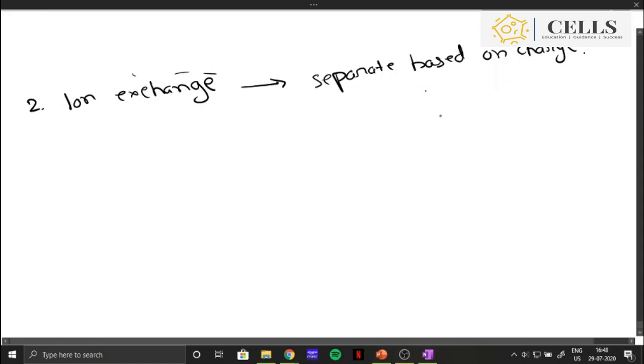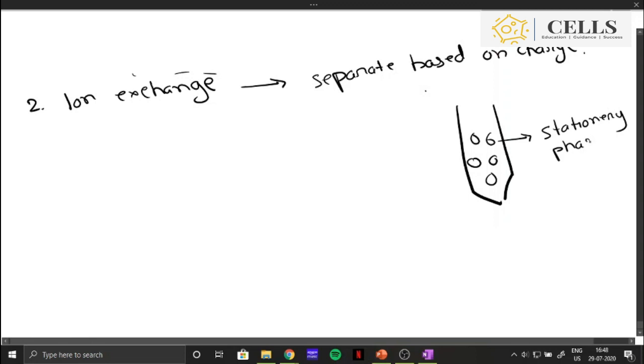One thing I forgot to say is that the beads that are present here are also known as the stationary phase. The buffer that is going through is the mobile phase because it's mobile. These are 2 of the terminologies that you need.